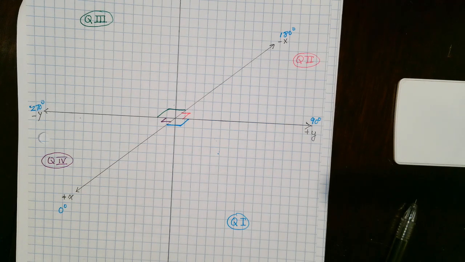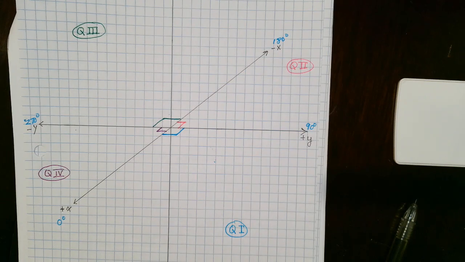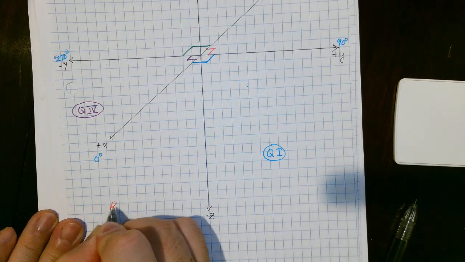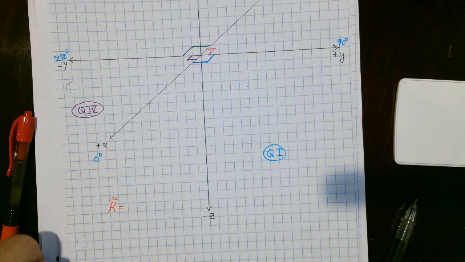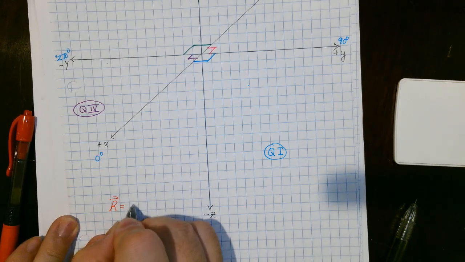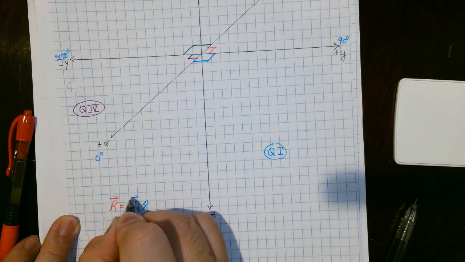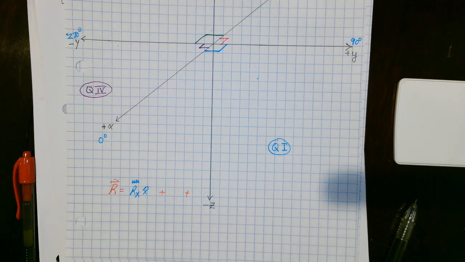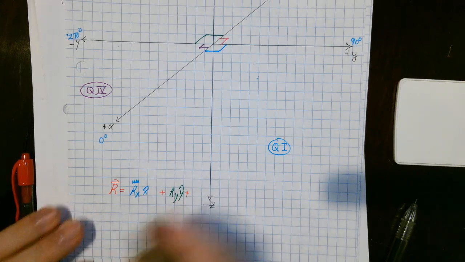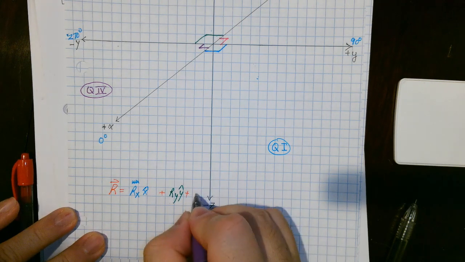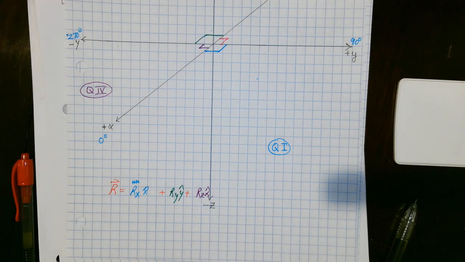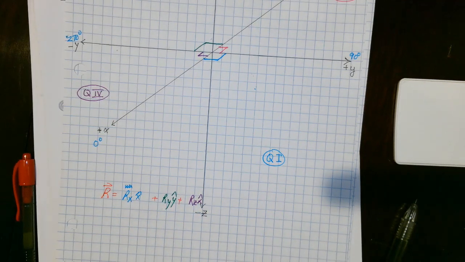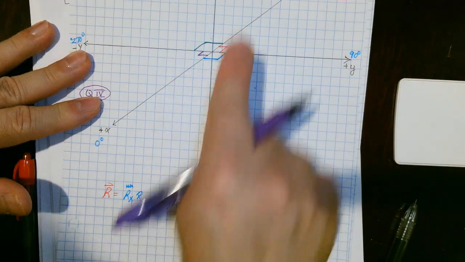Then, let's draw a vector r. So here, I'm going to draw a vector r that has Rx x hat, plus Ry y hat, and then Rz z hat. All right. And let's say they are all positive, positive, positive. So it's going to be in the first quadrant above the xy plane.